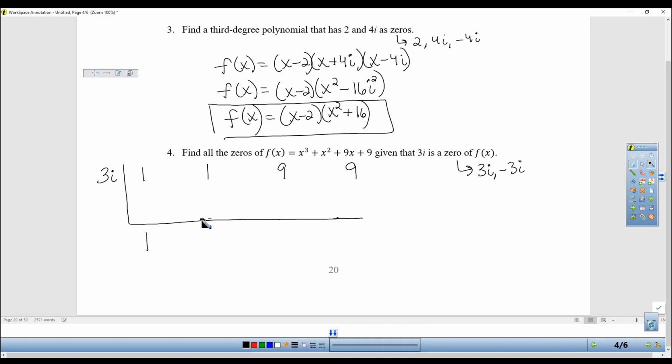So add, multiply. Add, multiply. 3i times 1 is 3i. 3i times 3i is 9i squared. But 9i squared becomes -9. So when I add, my 9 and my -9 cancel, and I just get 3i. 3i times 3i is 9i squared. And again, the i squared is -1, so this becomes -9. And I get 0, which is what I expected.